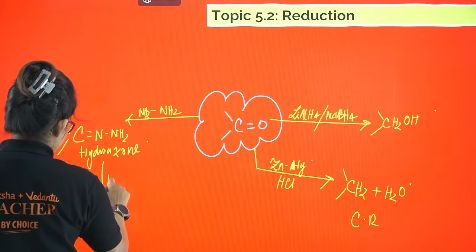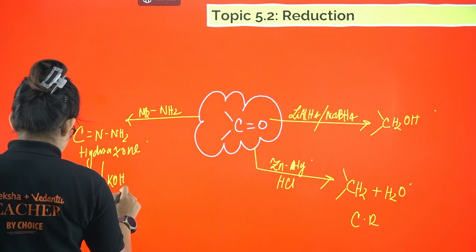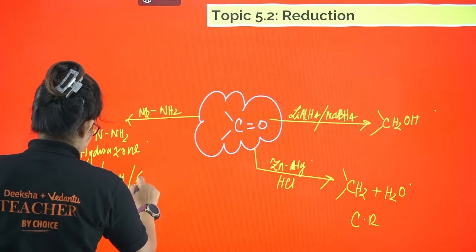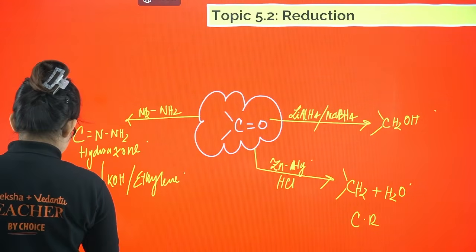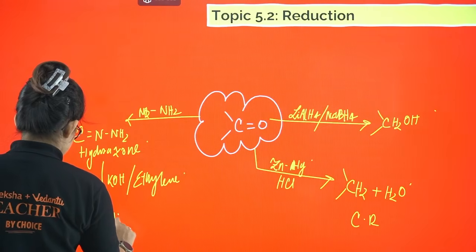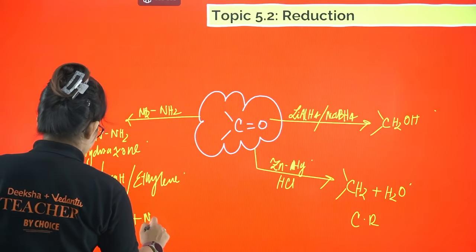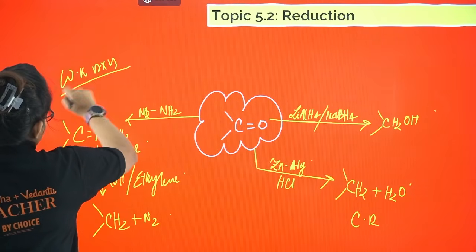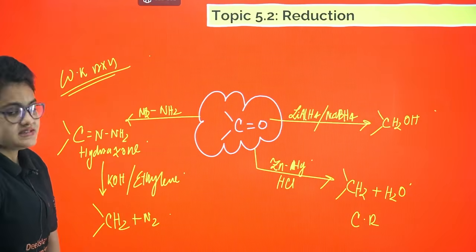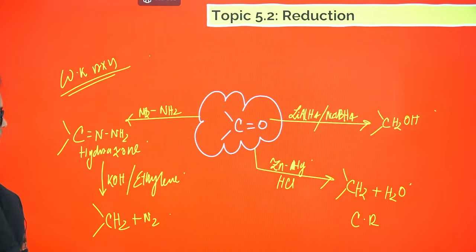Now if you give KOH in ethylene glycol, this will give you the hydrocarbon CH2, plus N2. This is your Wolff-Kishner reaction. I guess it is clear to you. This is all about the reduction.